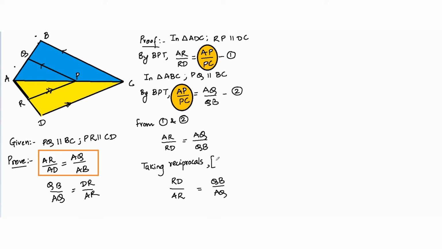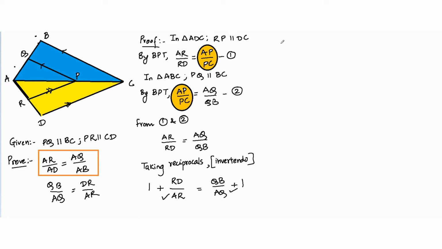This concept of taking reciprocals is called invertendo. If two ratios are equal, then their reciprocals are also equal, is the concept of invertendo. Now I want AR and AQ, right? That is why I have taken AR and AQ in the denominator, and now I am going to add 1 on both sides, and let's see what happens because of that.